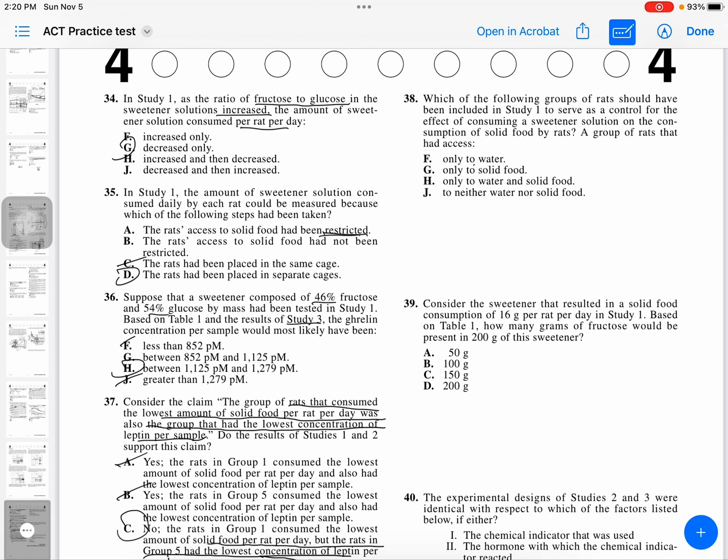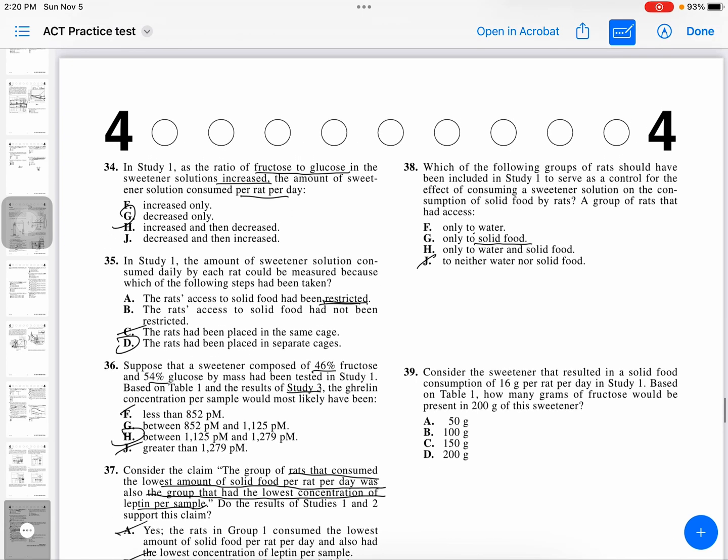Only water. If you don't give them food, you're not going to have a very long study. Only solid food. Yeah, I'm just having trouble visualizing that. Neither water nor solid food, you're really not going to have rats for very long there. Well, you should have controlled the whole sweetener solution deal by just giving them regular food and water, right? So only water and solid food.